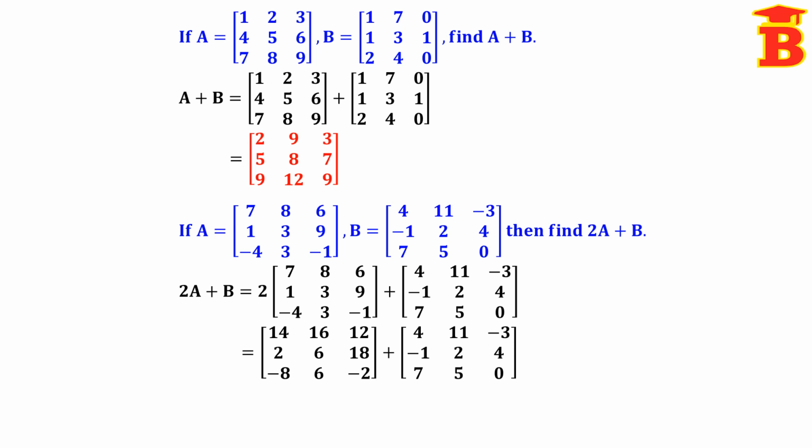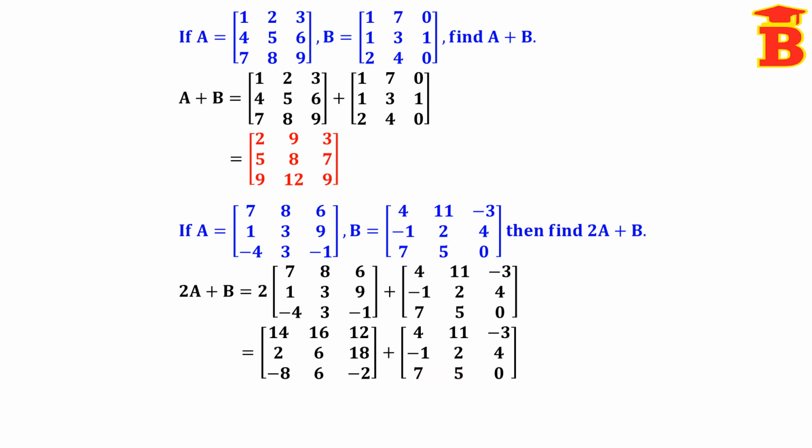So multiply 2 inside the matrix. 2 into 7, 14. 2 into 8, 16. 2 into 6, 12. 2 into 1, 2. 2 into 3, 6. 2 into 9, 18. 2 into minus 4, minus 8. 2 into 3, 6. 2 into minus 1, minus 2. Plus second matrix same, 4, 11, minus 3, minus 1, 2, 4, 7, 5, 0.